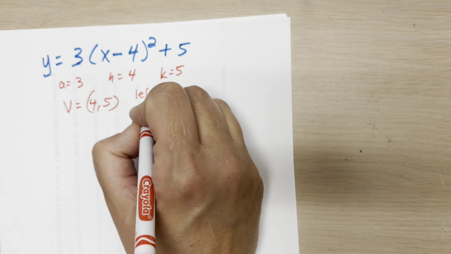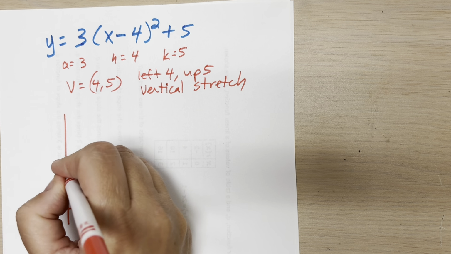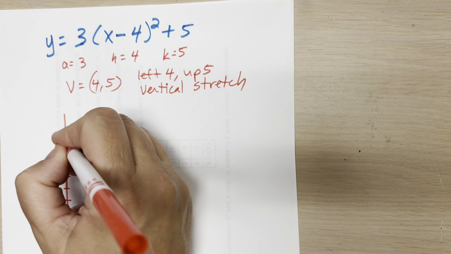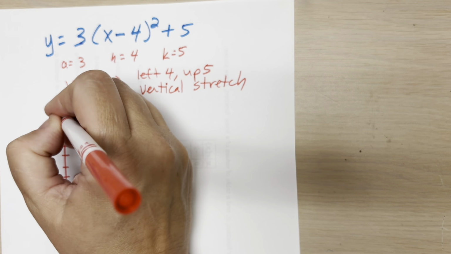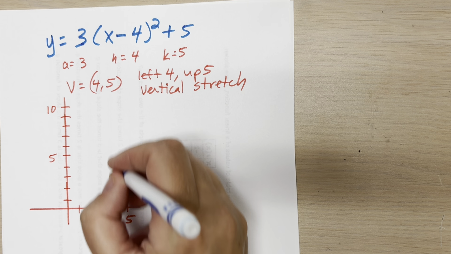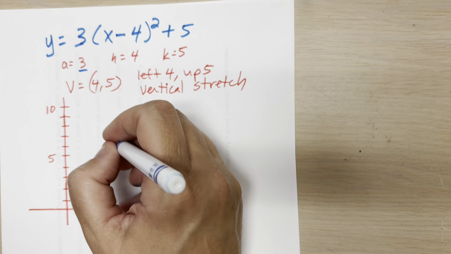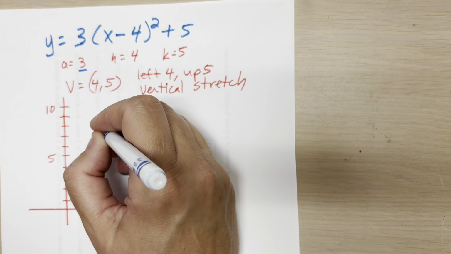Did you get that part so far? I hope so. Let's see, I've got to make sure I have enough space here. All right, 1, 2, 3, 4, 5. 1, 2, 3, 4, 5, 6, 7, 8, 9, 10. All right, so we have some points labeled here. So I'm going to go over to (4, 5), there we are. Now normally I'm going up 1, but a is 3 this time. So instead of going up 1, I'm going up 3. 1, 2, 3 over 1.